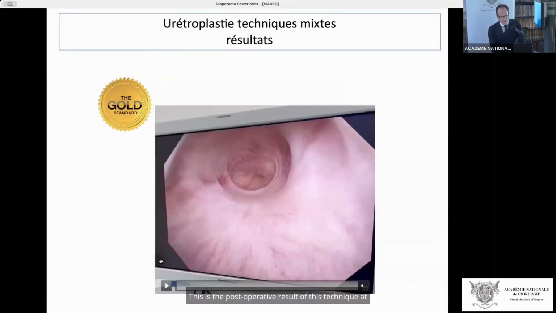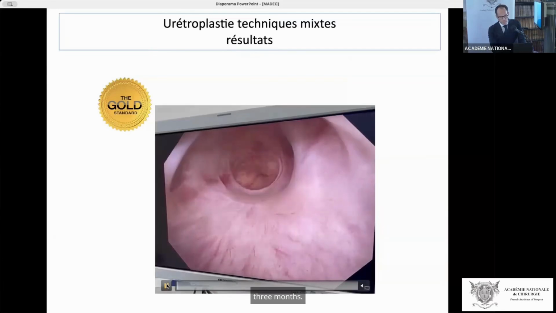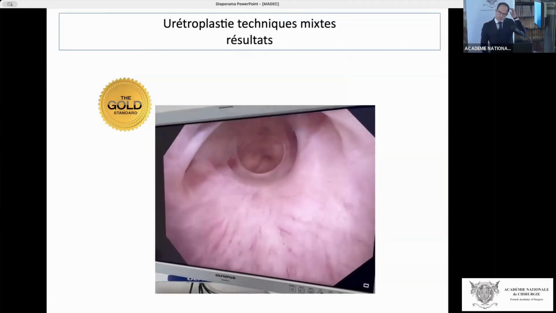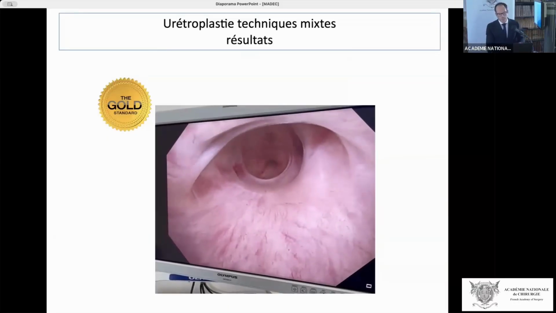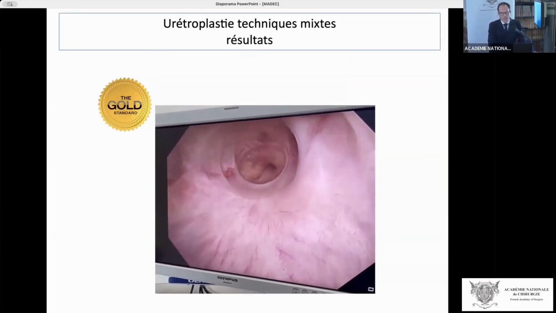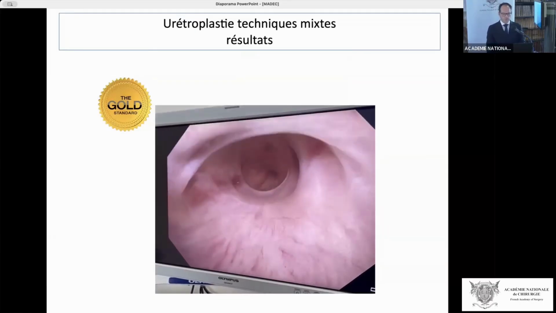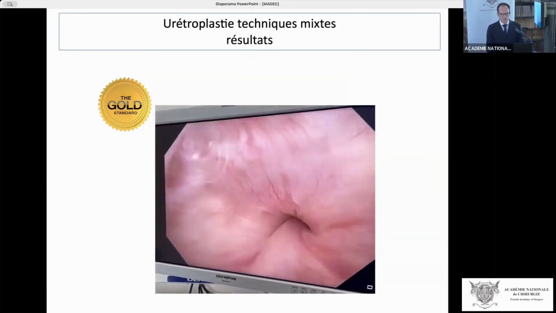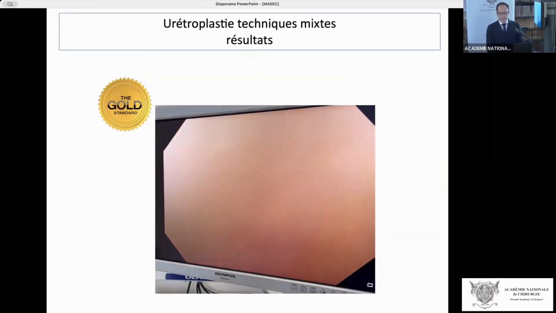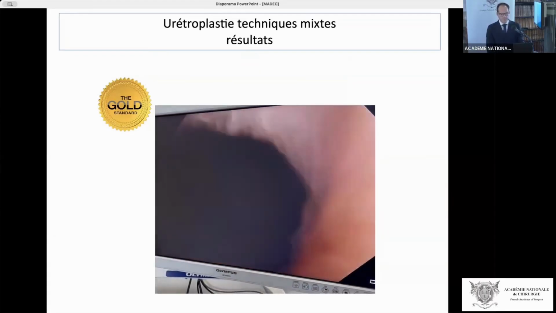This is the post-operative result of this technique at 3 months. I always check all urethroplasties using a flexible cystoscope. We also have a flexible fibroscope because we said the diagnosis was made when the urethra measured less than 16 French. So the fibroscope we have in consultation measures 17 French. So either we pass the fibroscope and the situation is satisfactory, or we can't pass it. At that point, we have to discuss other treatments.